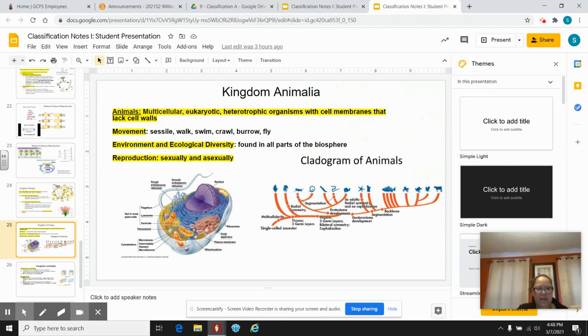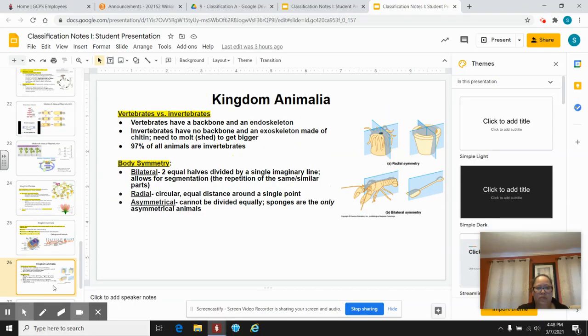And then the one that we're really familiar with, Kingdom Animalia, we belong to this. We are multicellular, eukaryotic, heterotrophic, and we do not have cell walls. All sorts of types of movement are found in all parts of the biosphere, and all different modes of reproduction. So Animalia is pretty diverse, and we will be looking at those clades a little bit further.